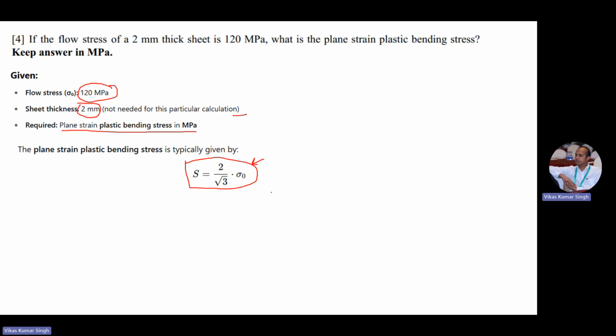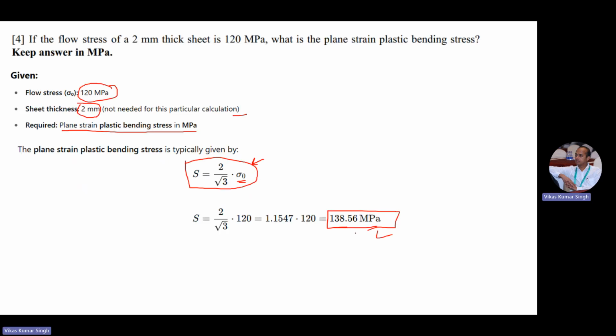Derivation and all, it's a mathematical calculation you can derive, but you must know the meaning of this, where this is coming from, and whether you are able to relate this with the actual problem or not. This is the important thing. Nothing else is given here, just put this sigma naught and you will get the answer here. So this is the final answer for this.